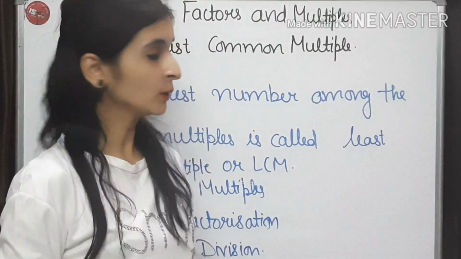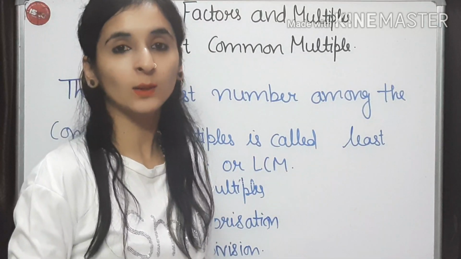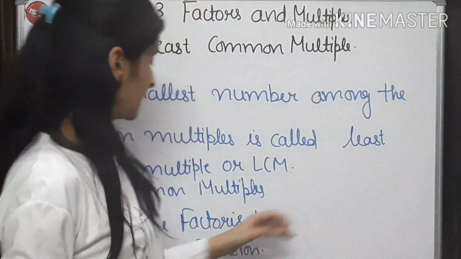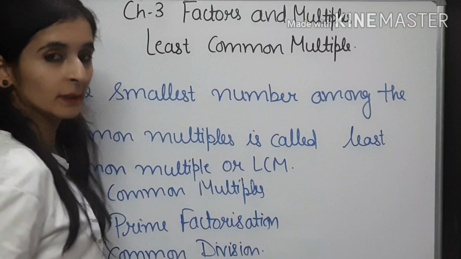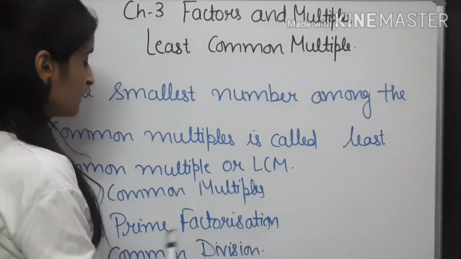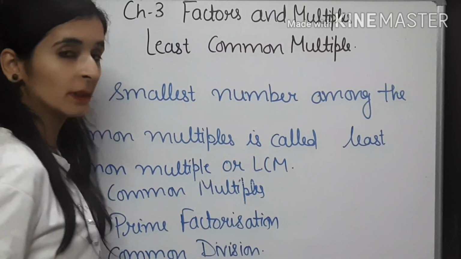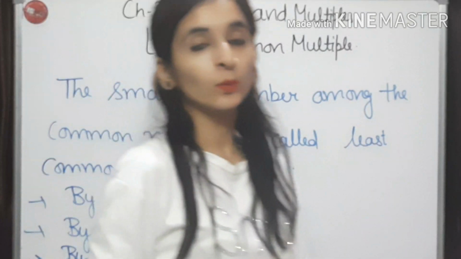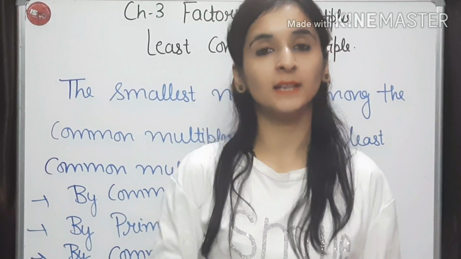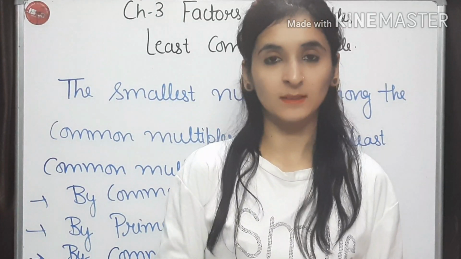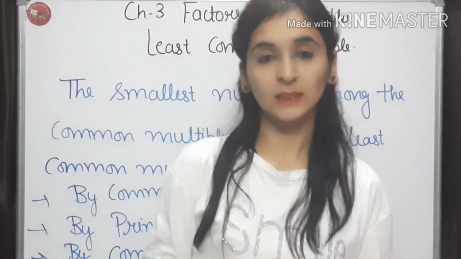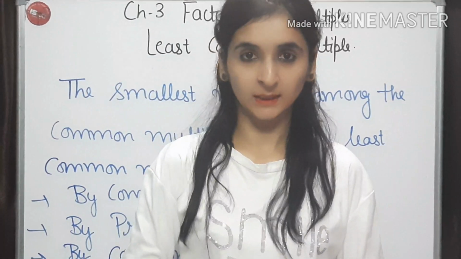Fine. Now there are three methods to find out the LCM. The very first method is by common multiples, second is by prime factorization, and third one is by common division. So we have three methods to find out least common multiples. One by one we will go through all the methods.